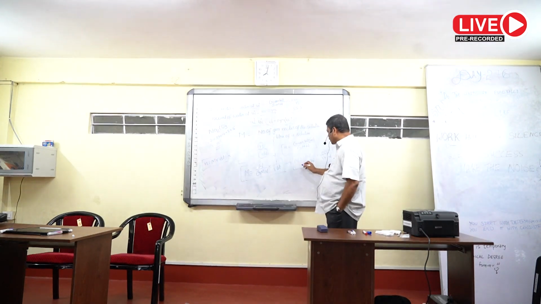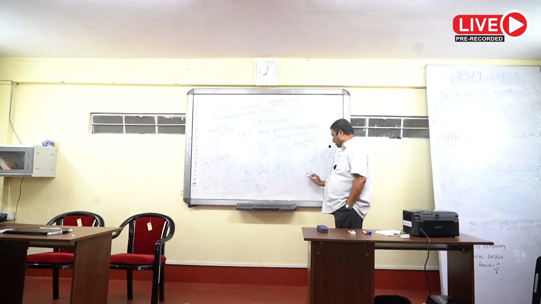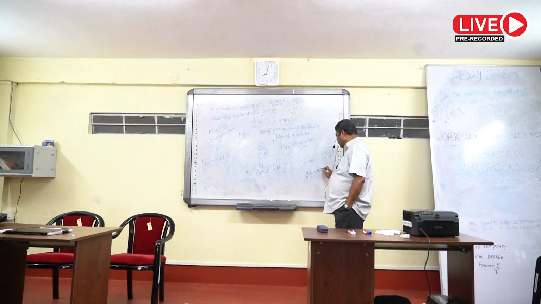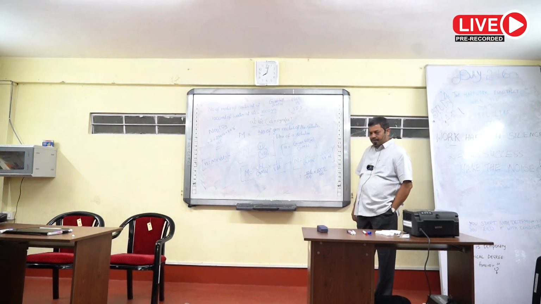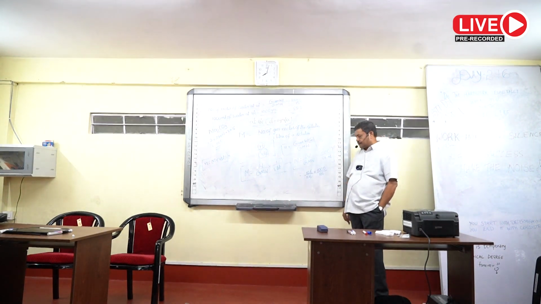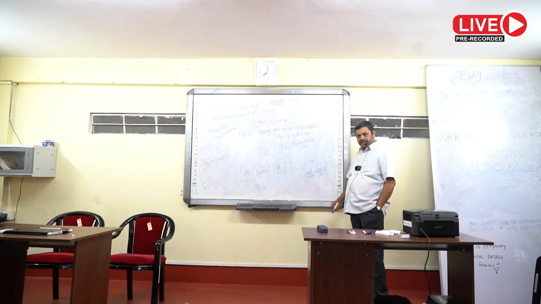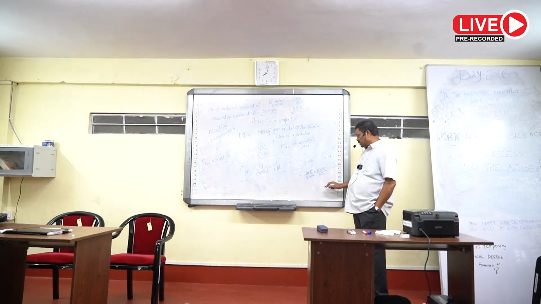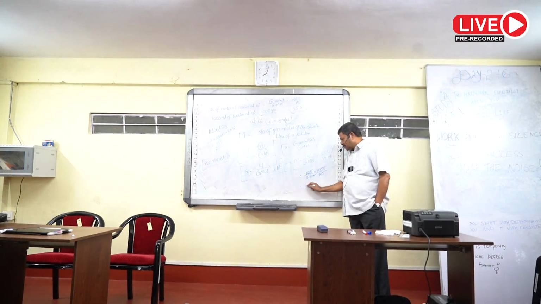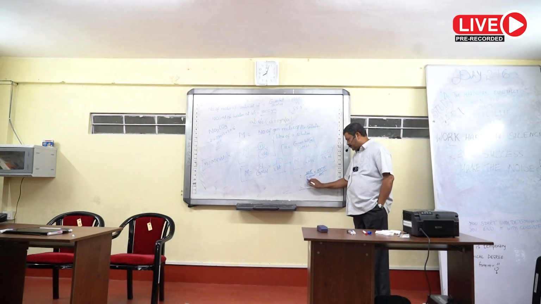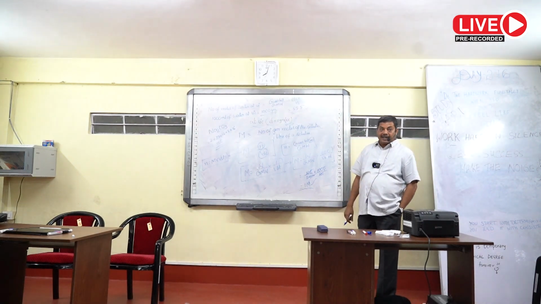So we can use this formula. Weight is 10.6 by gram molecular weight 106, into 1000 by V in ml, 100 ml. To remove this decimal I put one more 10, so this cancels. Now this 1000 cancels. So the answer is 1 molar. Final answer, molarity is equal to 1 M.